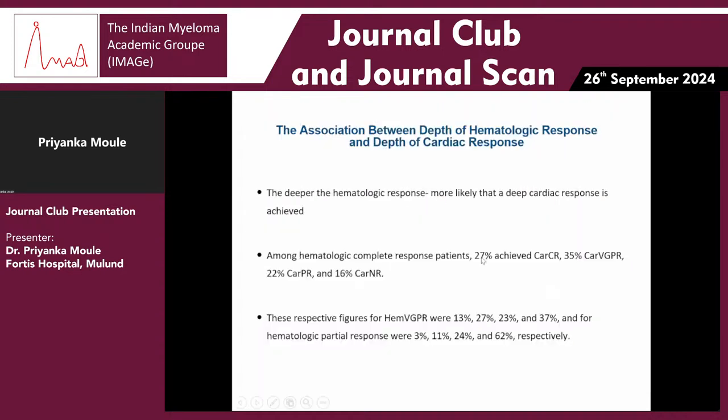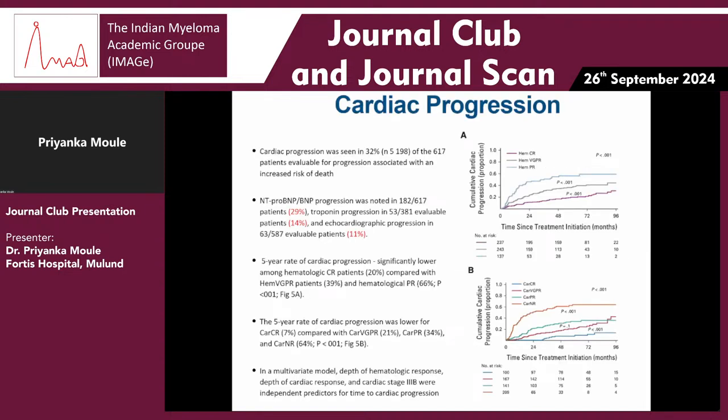Okay. And coming to the hematological response and association with the cardiac response, the deeper the hematological response, we are more likely to get a deeper cardiac response. In patients who had a complete hematological response, 27% achieved a cardiac complete response, whereas when they had a VGPR, only 13% achieved a cardiac CR, and with a hematological PR, only 3% of the patients could achieve a complete cardiac response. So there is definite association with the hematological response.